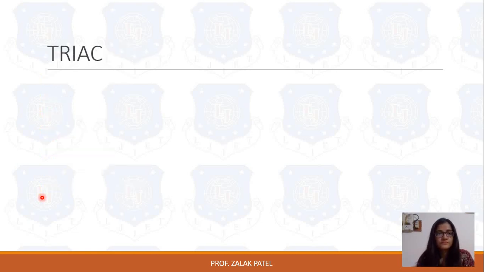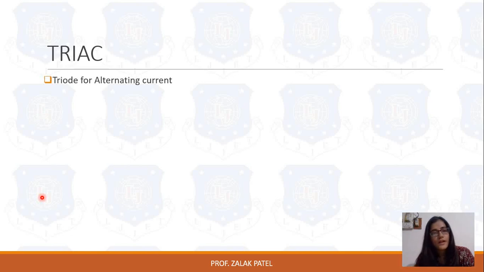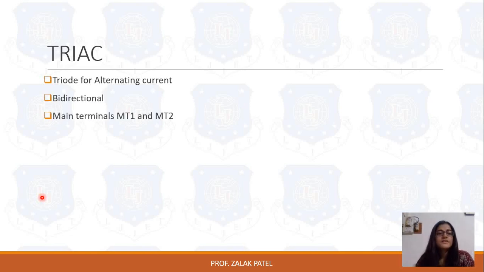Next is TRIAC. TRIAC, the full form is triode for alternating current. The main difference between the TRIAC and SCR is that SCR is a unidirectional device, as we discussed in the last slide, that SCR operates in only one direction because of its positive gate current, but TRIAC is a bidirectional device, means its gate current can either be positive or negative. Next is it has two terminals, MT1 and MT2.